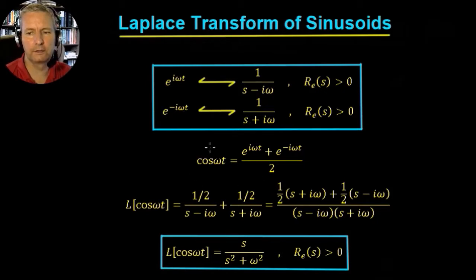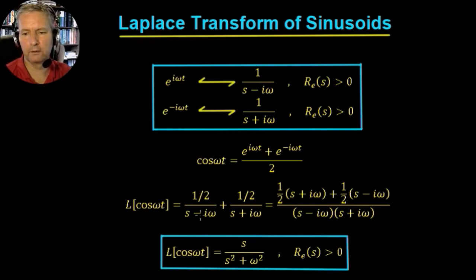So we can use this little identity that we've seen previously for the cos omega t. Cos omega t is e to the i omega t plus e to the minus i omega t upon 2. So it means that we can put the values for the Laplace transforms for these into this equation. So you're just going to have a half of 1 upon s minus i omega for the e to the plus i omega part, and a half of 1 upon s plus i omega for the e to the minus i omega part.